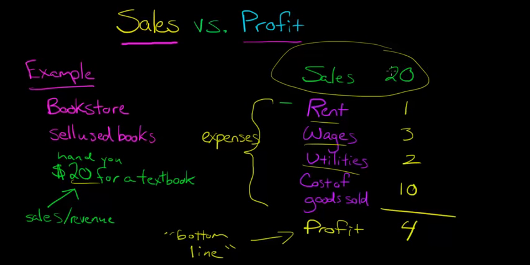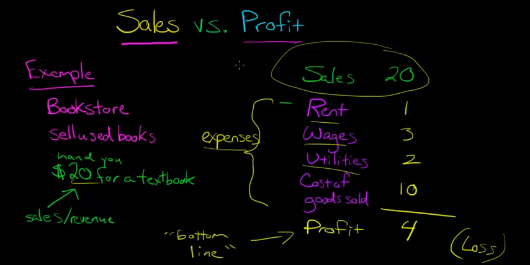So sales are what we actually get handed in terms of the cash, what we sell our items for. This is the sales price. Then we take out all these expenses, and what we're left at the end is profit, if we're lucky. If these expenses are a higher number than sales, if they're more than 20, then what we have is a loss. So we could have a loss, and losses are usually written in parentheses.